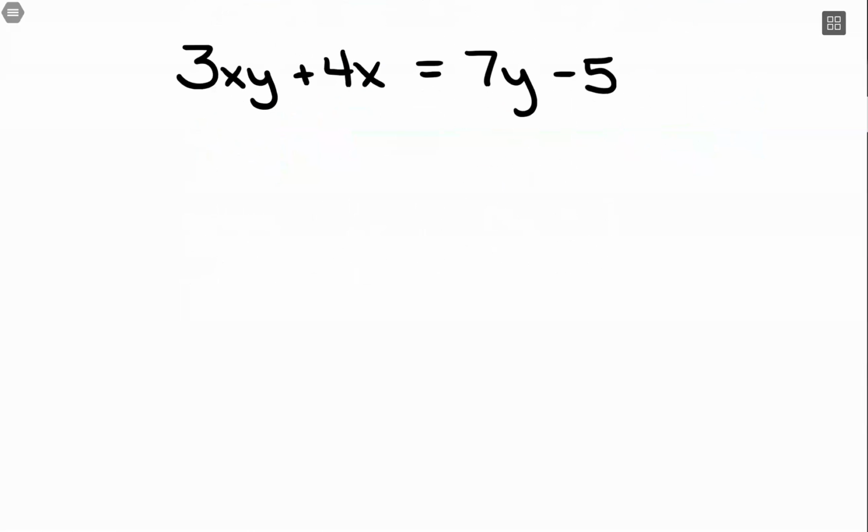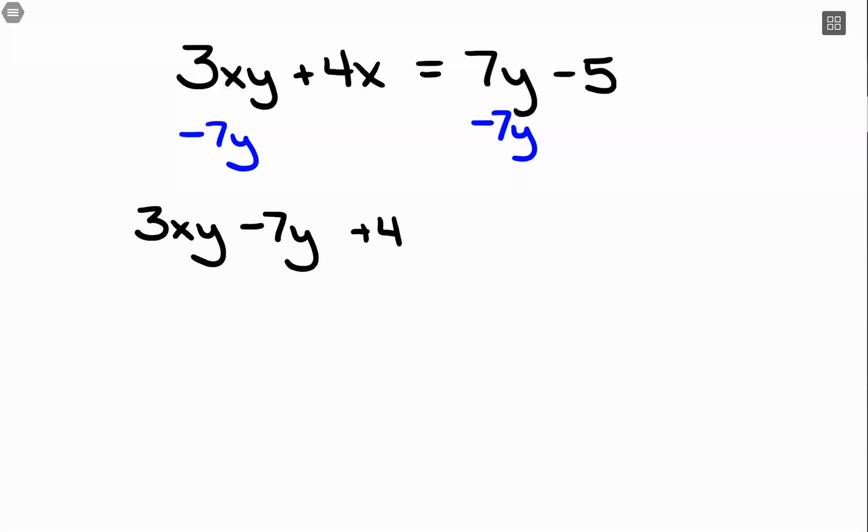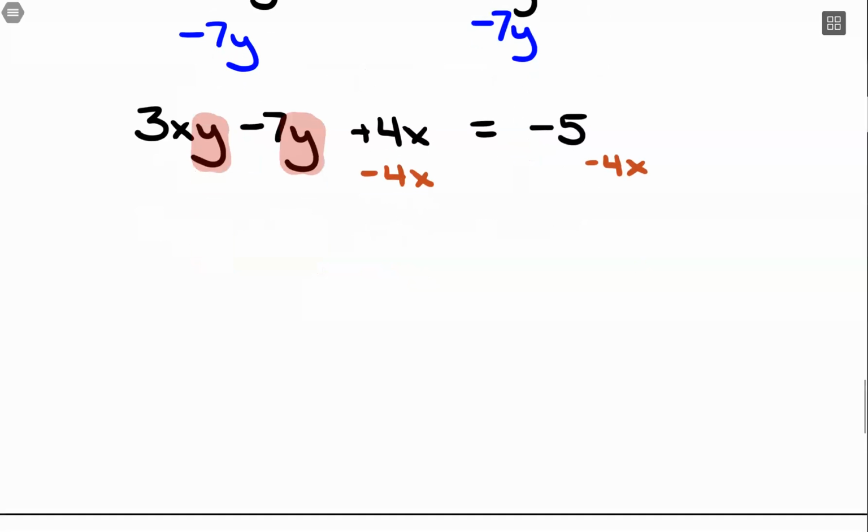Now, what I would want to do here is move the terms with y all to one side of the equation. Doesn't matter which side. So let's go ahead and subtract 7y from both sides. So then what I would have over here is 3xy minus 7y plus 4x equals negative 5. So there I can see y, I can see y again, but then I have this term without y, so I want to move that away. So I'm going to subtract 4x from both sides. Then I have 3xy minus 7y equals negative, doesn't really matter, negative 4x minus 5.